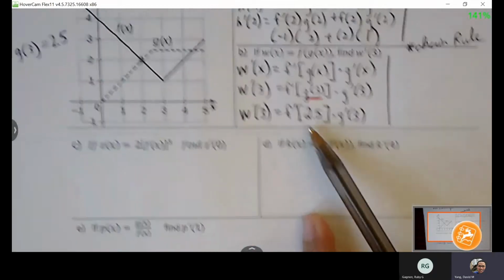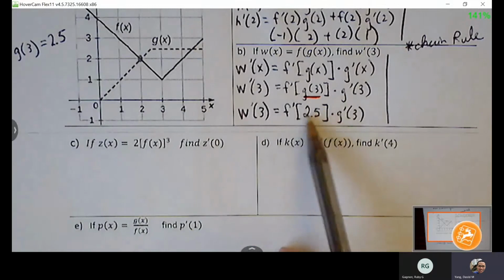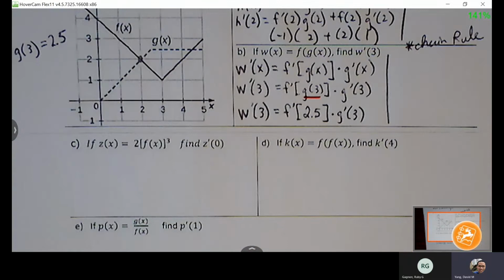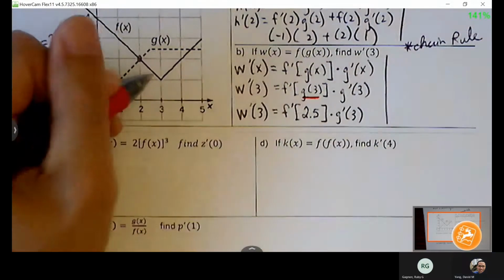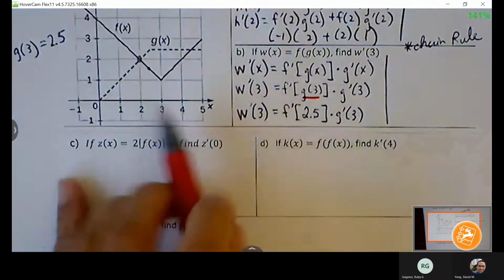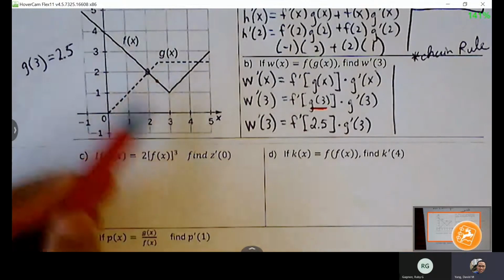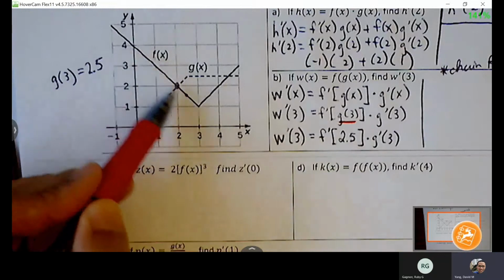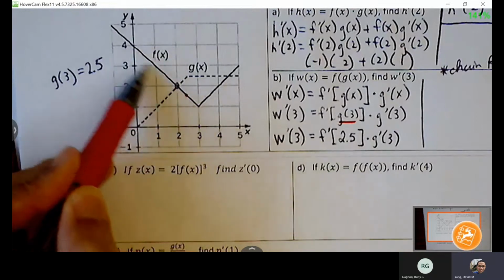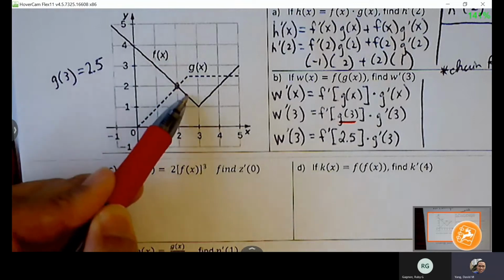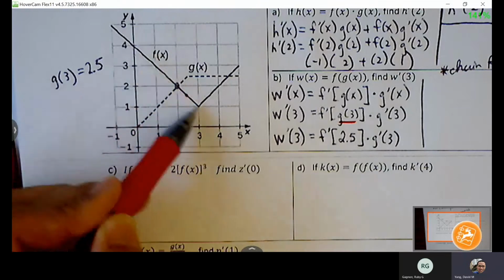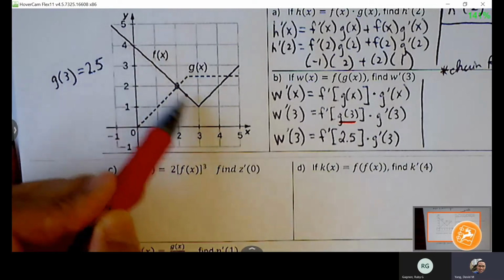So we want the slope of the f graph at 2.5. That looks kind of messy with that decimal there, but 2.5 is here. It's part of this line, right? So we don't have to really deal with the decimal. We can just pick any random point along this line and find the slope. In fact, we already know what the slope of this line is, right? What's the slope of this line? -1, right? So it doesn't matter if it's 2.5 or 2.8 or 2.96. The slope is all going to be the same along this line, -1.